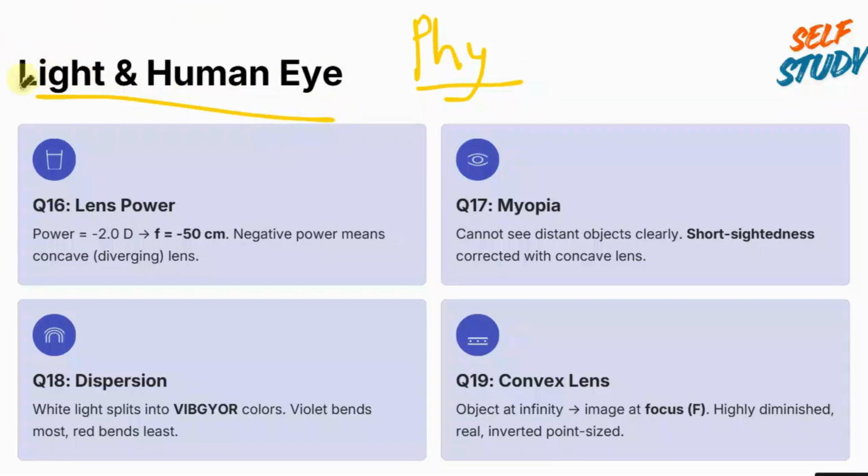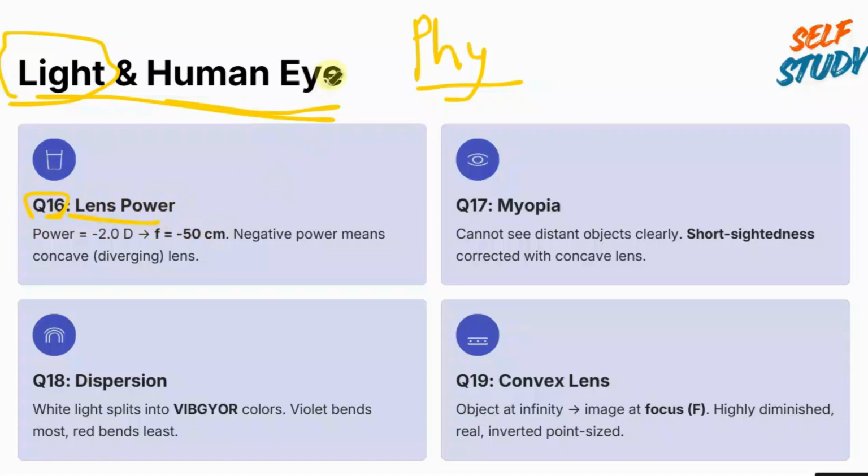From light and human eye, light contains more numericals and is more concept based, but if you understand the concept, it is easy. Okay. Next, human eye. Human eye is a simple one, and we need to focus more. Okay. Next, question number 16.